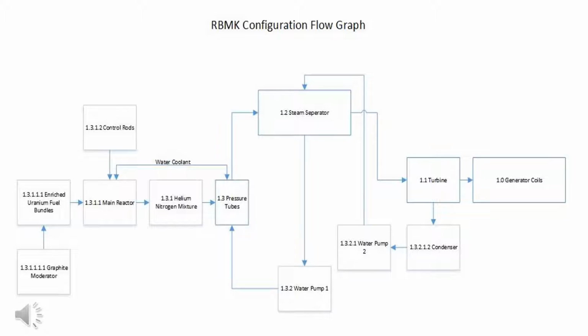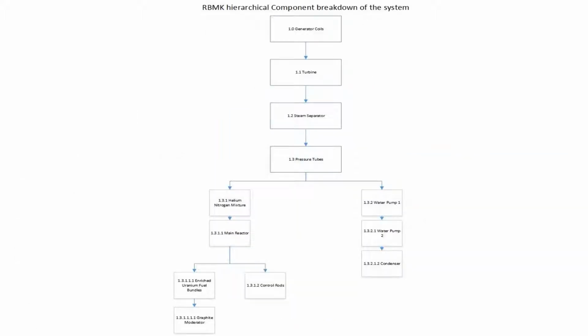The RBMK configuration flow graph shows the actual components utilized in the reactor to accomplish the functions as discussed above. Depicted is the RBMK hierarchical component breakdown of the system.